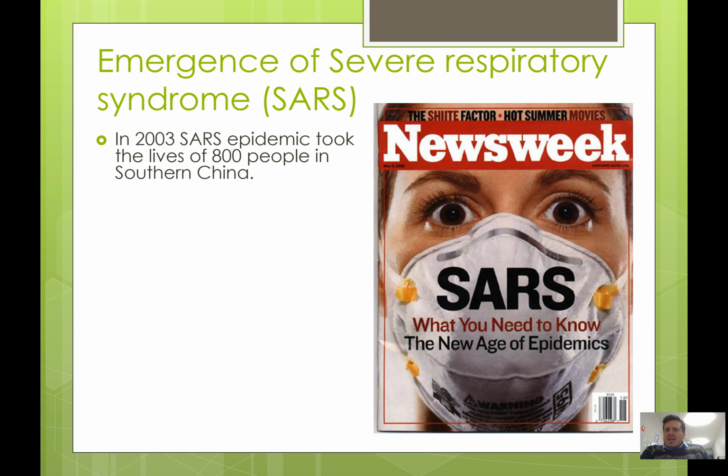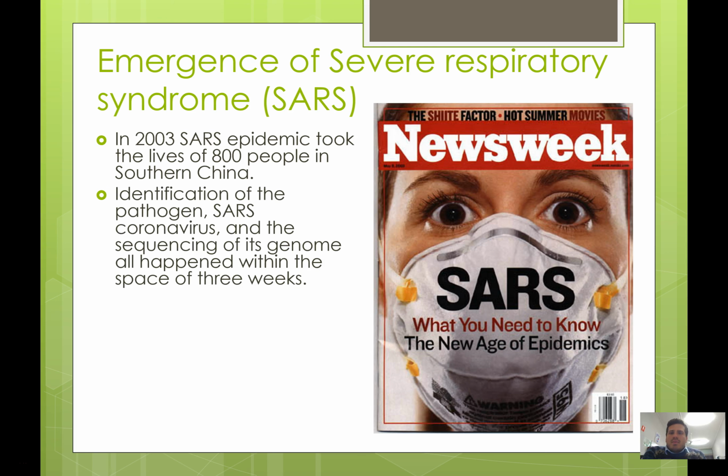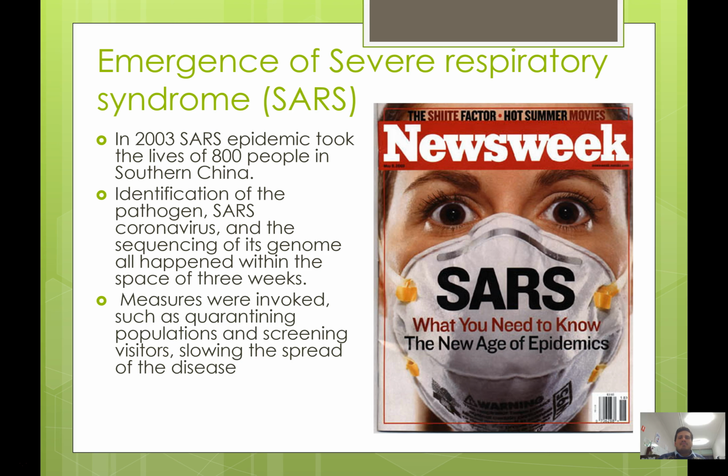And then SARS in 2003 is another interesting epidemic, which took the lives of around 800 people in southern China, all right? The identification of the pathogen, the SARS coronavirus, and the sequencing of its genome all happened within the space of about 3 weeks, which is pretty amazing if you ask me. We had very strict measures involved, such as quarantining the population and screening visitors, to slow the spread of this new disease. And since 2004, we are happy to say that there has not been one new case of SARS, and that's all due to the amazing work done by health professionals and biologists and immunologists especially.